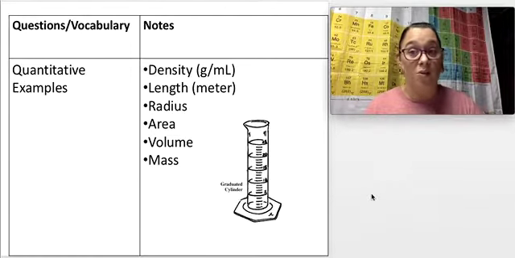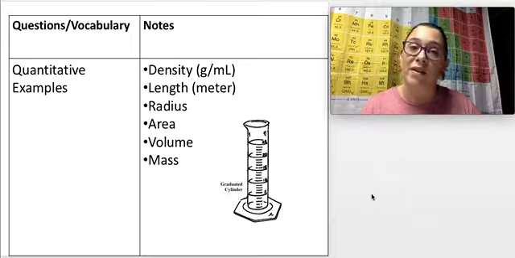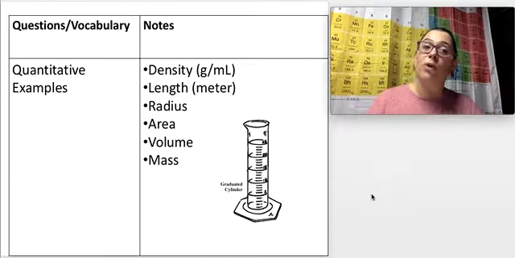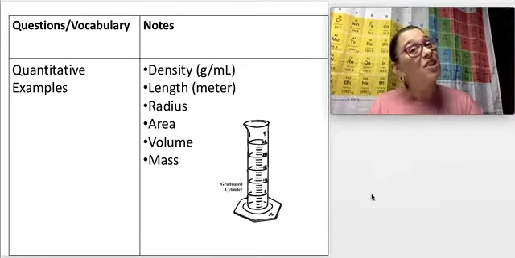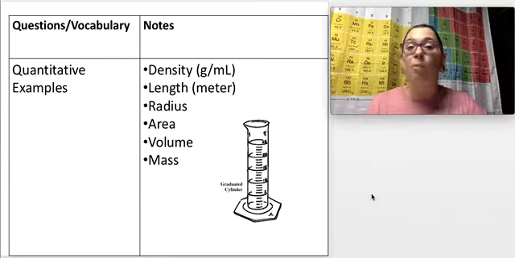There is a worksheet that goes along with this where I just give you a bunch of examples of observations and you have to tell me if they are qualitative or quantitative. So make sure you get that worksheet done in practice and please join me for a synchronous session for more information on making observations in science.